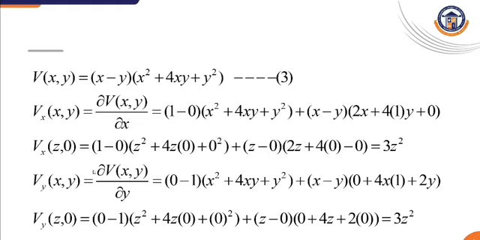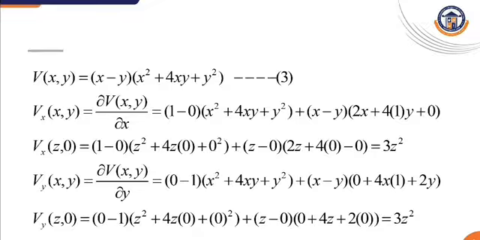Now again the same idea, we differentiate with respect to y. For the given problem we keep the derivative with respect to y only. Therefore 0 minus 1 keeping x square plus 4xy plus y square, and x minus y keeping the remaining differentiation with respect to y means x square 0 plus 4xy is 4x plus 2y. Here we substitute again x value equal to z and y value 0. The entire simplification of this equation again gives 3z square. So in this case the vx value and vy value both become equal to 3z square.